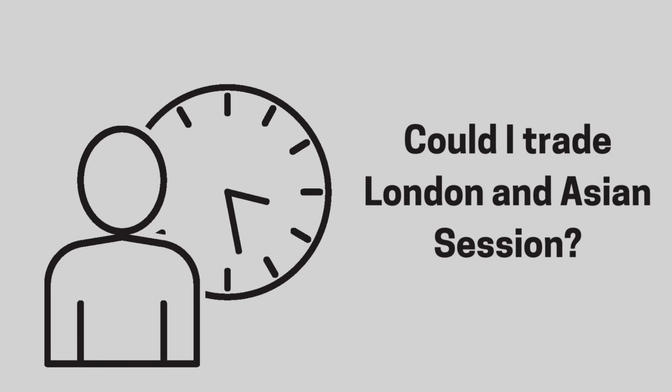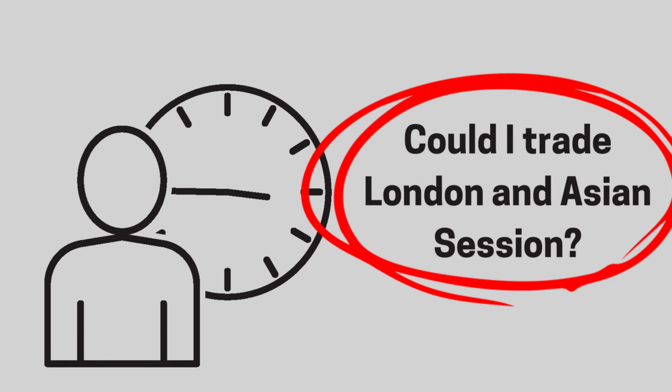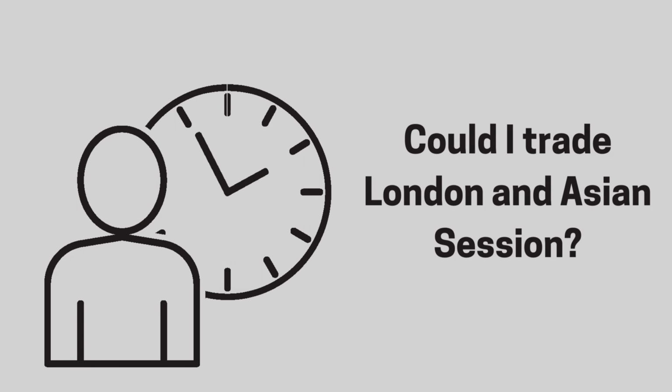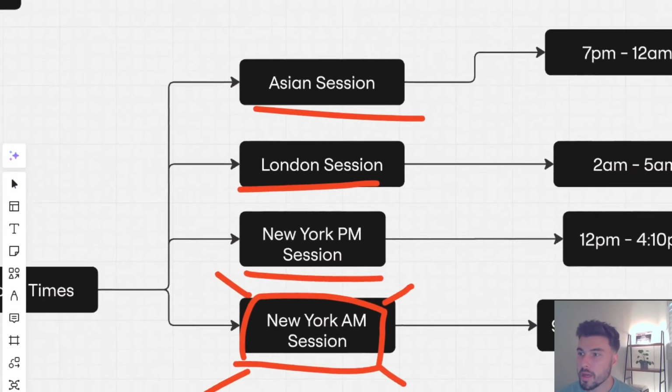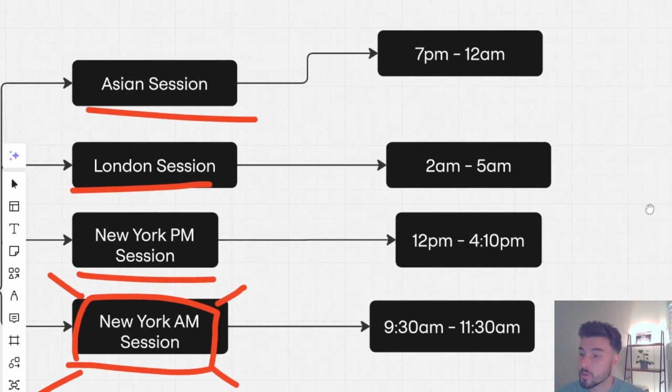And then I asked myself this question: could I trade London and Asian session and still be profitable? And the answer I have for that is yes. Now, what I've marked out here is some times that you can look to trade these sessions. Of course, you've got to decide what instrument you're choosing.